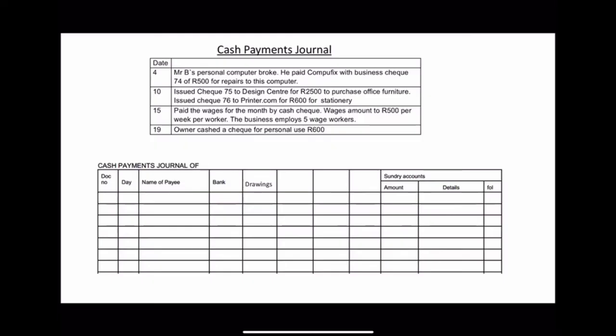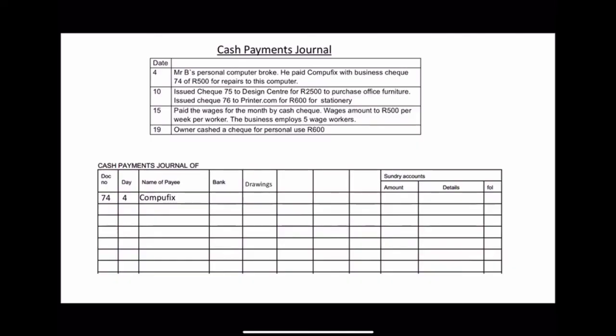So the first thing that we're going to fill in is we know the document number, the check number is 74. So we fill that in the document number, and we know the date is the 4th. Now, what I've put in the name of the payee is Compufix, because the check was made out to Compufix, even though Mr. B is using that check for personal use.